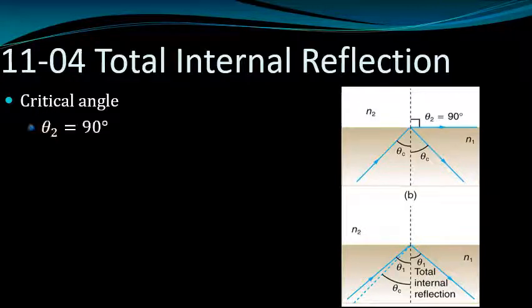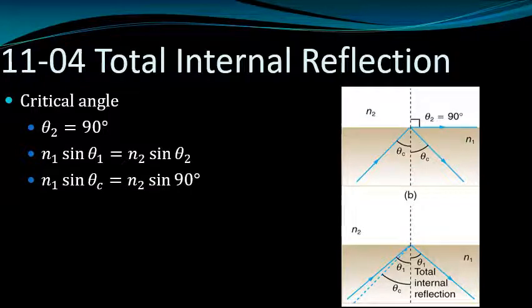So, to find our critical angle, we're going to use Snell's law, but we're going to say our angle 2 is 90 degrees. So use Snell's law, plug in 90 degrees. Oh wait, sine of 90 degrees is 1. So I divide by n1 and then take an inverse sine. So our critical angle is the inverse sine of n2 over n1.